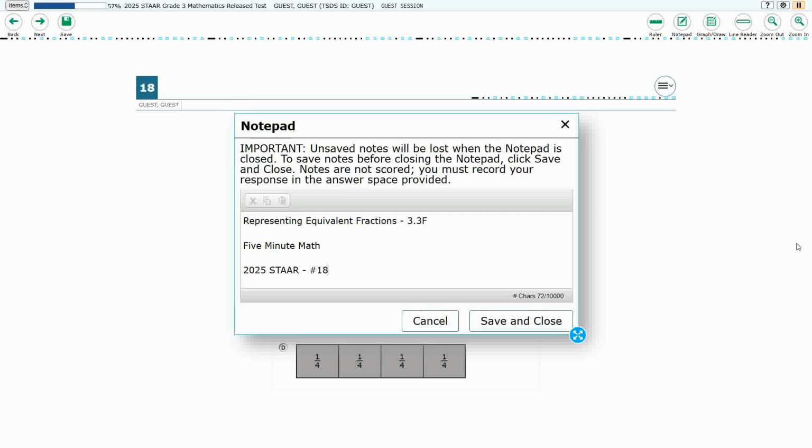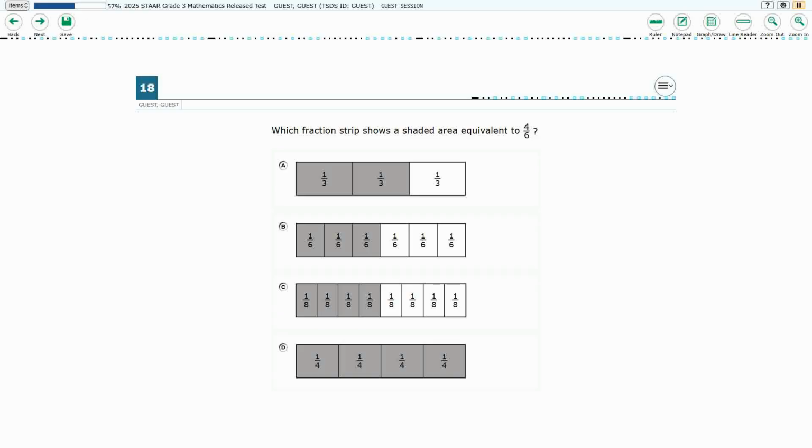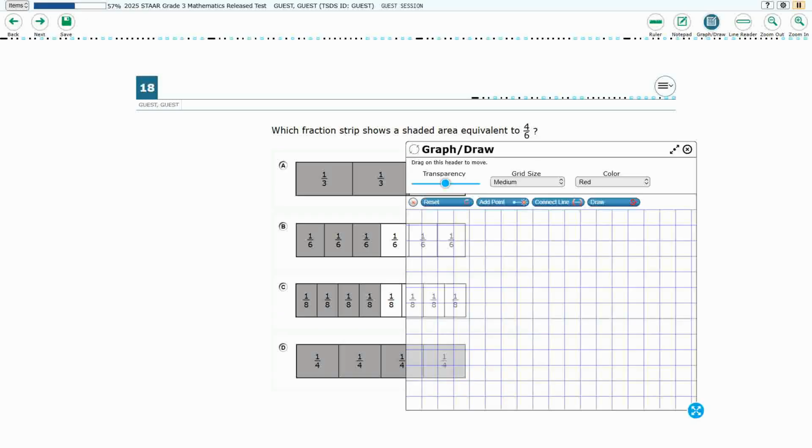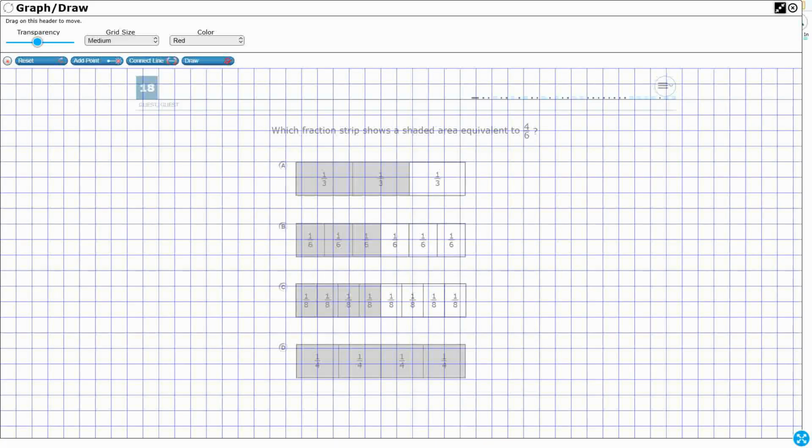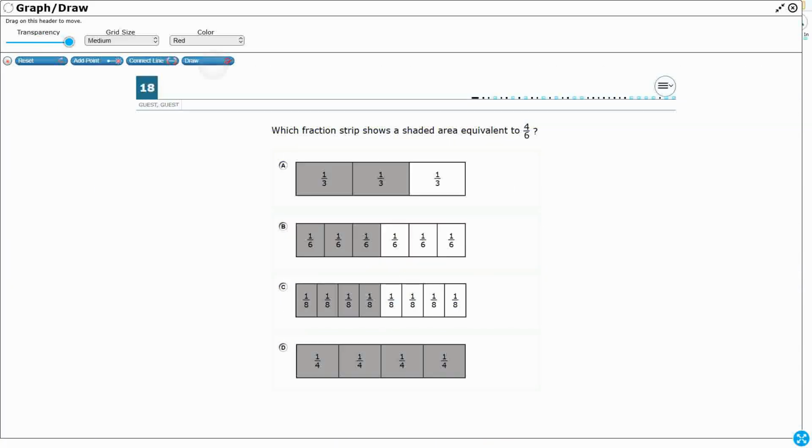Today we are looking at the third grade concept of representing equivalent fractions. This is standard 3.3F in the great state of Texas, and we are using item number 18, the 2025 release STAAR test. If you haven't done so already, please take a moment to pause the video, work this problem out on your own, unpause it, and we will look at our answers together.